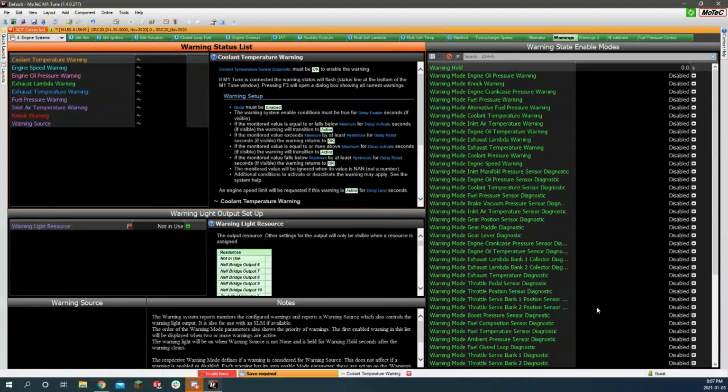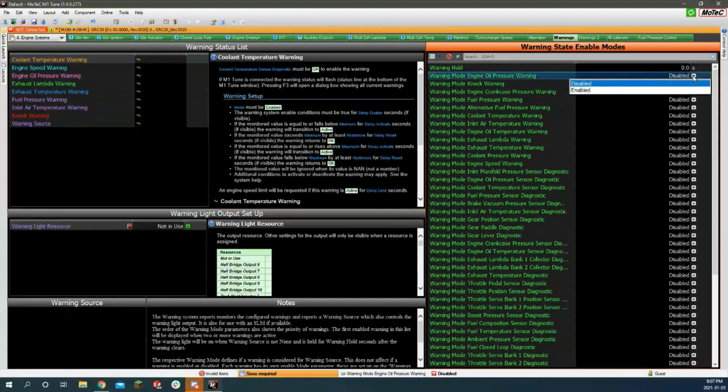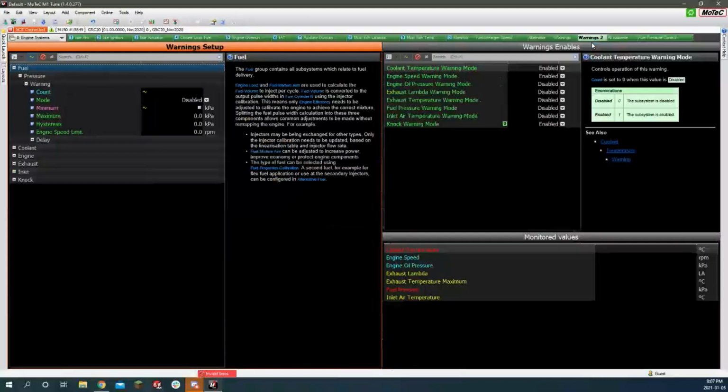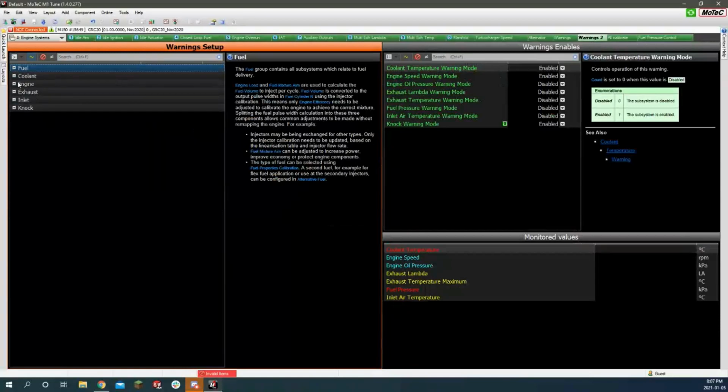And it gives you another chance over here to activate these warnings, like oil pressure warning enabled. What does that do? Warning mode, engine oil pressure. I'm not sure if that turns on the warning or just activates it. Anyways, it's not something we're looking at right now, but it's something we can do in the future. Get more warnings in just to keep the car safer. And it's another warnings page for your different things.